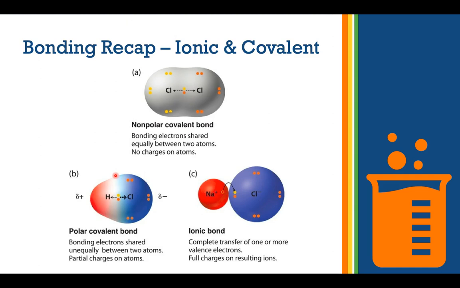Polar covalent bonds are bonding electrons shared unequally. So these are shared equally, these are unequally, and they're between two atoms. There are partial charges. Here we have a delta positive and a delta negative. There are partial charges that come on the two atoms, but they are still atoms.